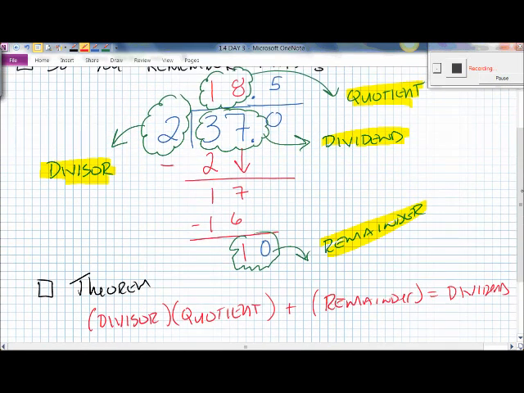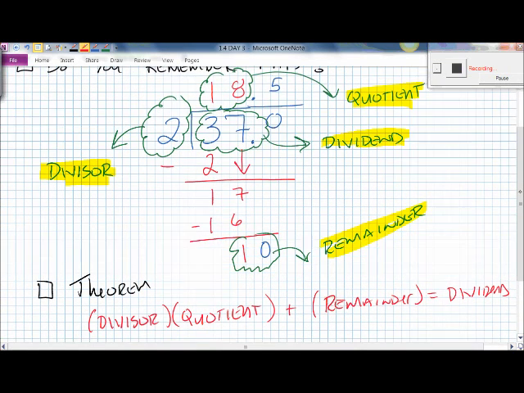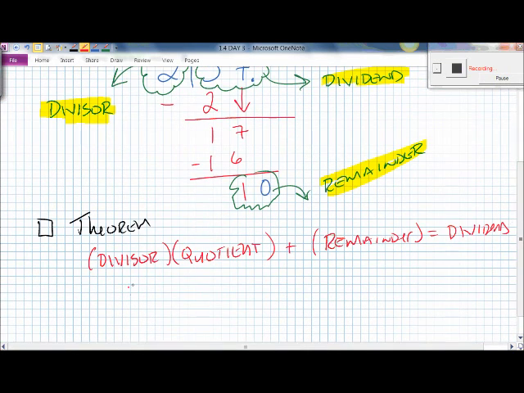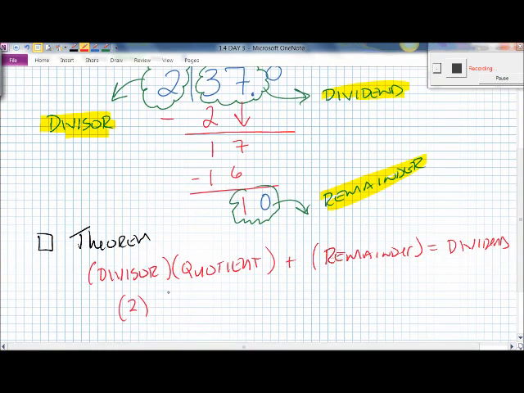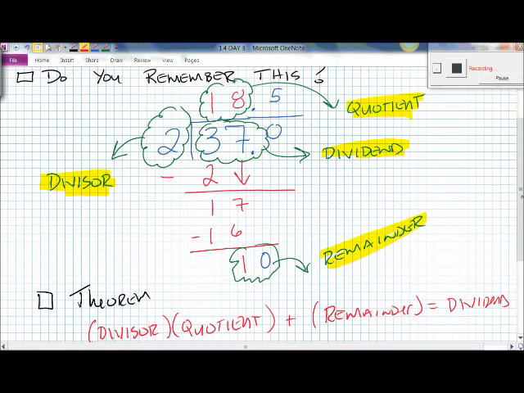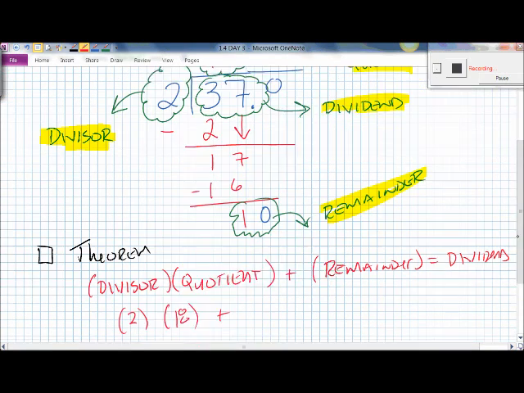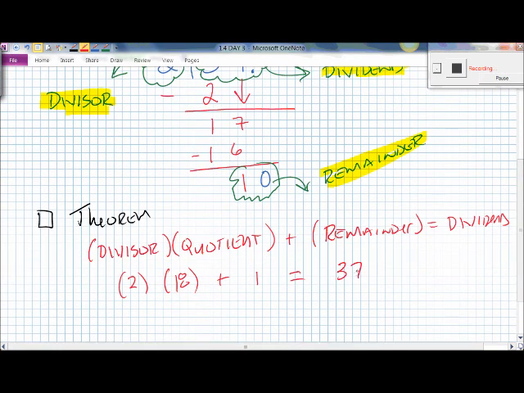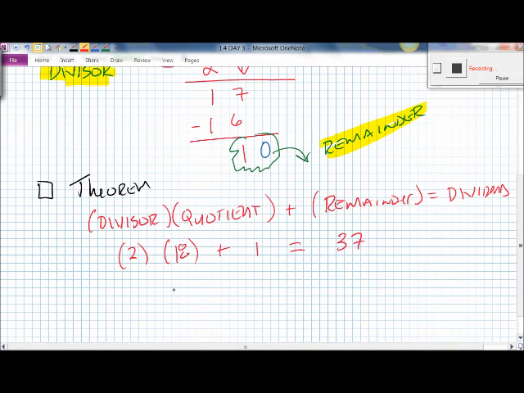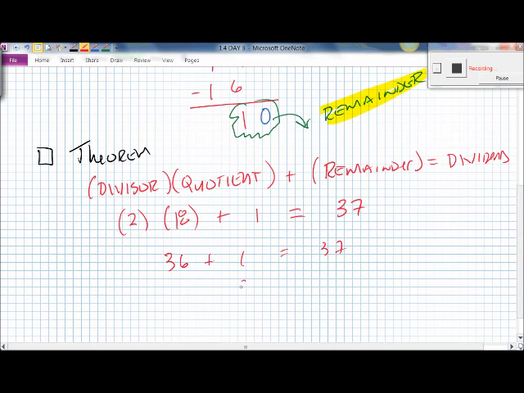Let's go back up here and identify a few things. What is the value of the divisor in this case, in my example? 2. So 2. What's the value of the quotient? 18. Yeah. Plus, what's the remainder? The remainder is actually 1, right? With a remainder of 1. Does that equal the dividend, which is what? Is this true? Yeah, 2 times 18, that's 36, plus 1 is equal to 37. So therefore, 37 is equal to 37. So we must have done it correctly.